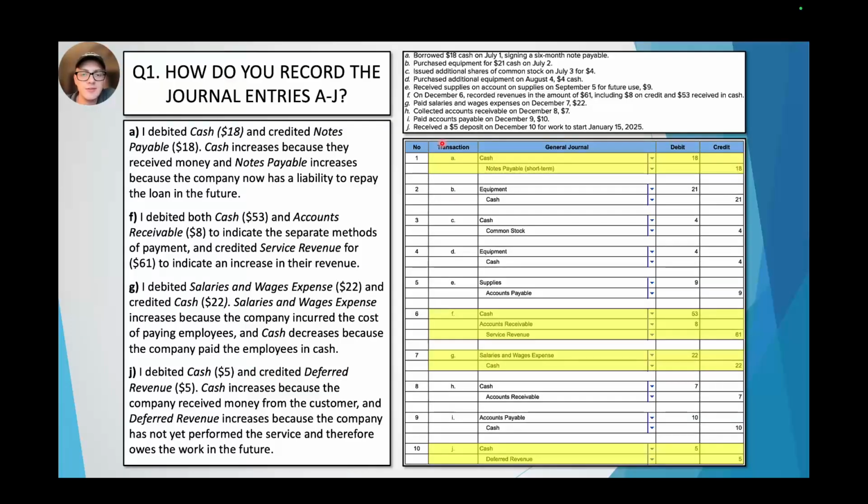For J, received a $5 deposit on December 10th for work to start January 15th, 2025. So I debited cash $5 and credited deferred revenue $5. Cash increases because the company received money from the customer, and deferred revenue increases because the company has not yet performed the service and therefore owes work in the future. And that entry can be seen here.